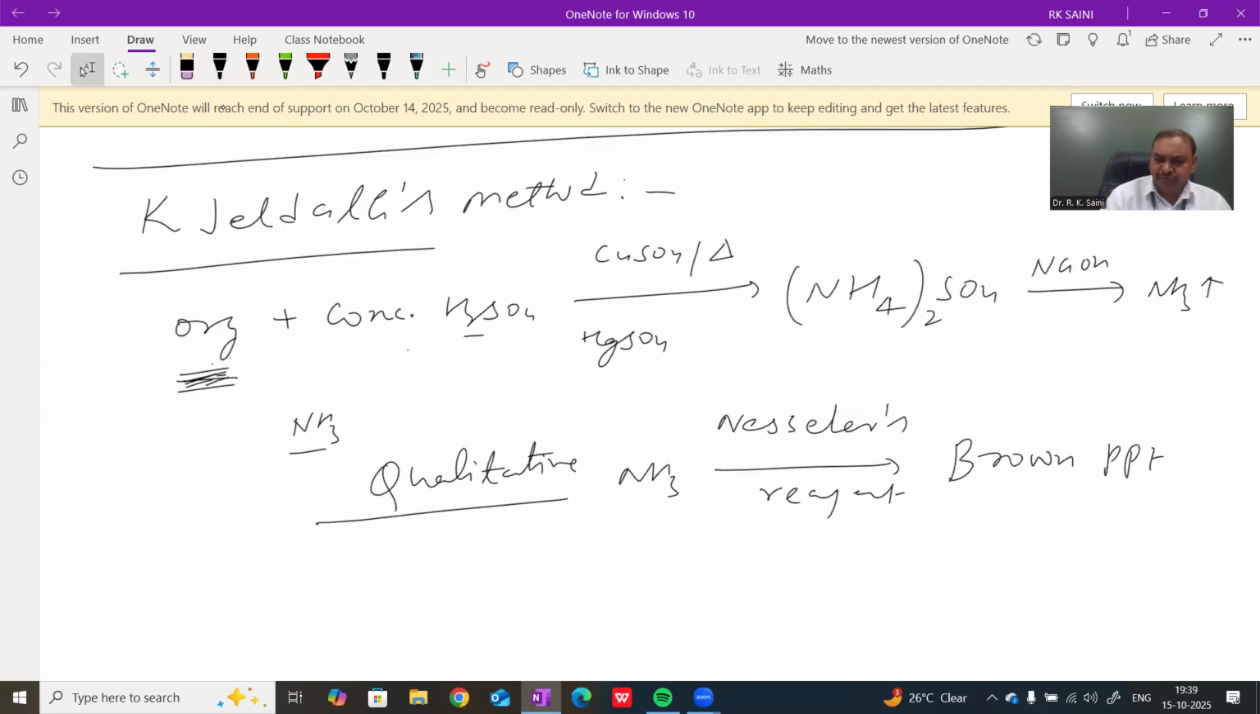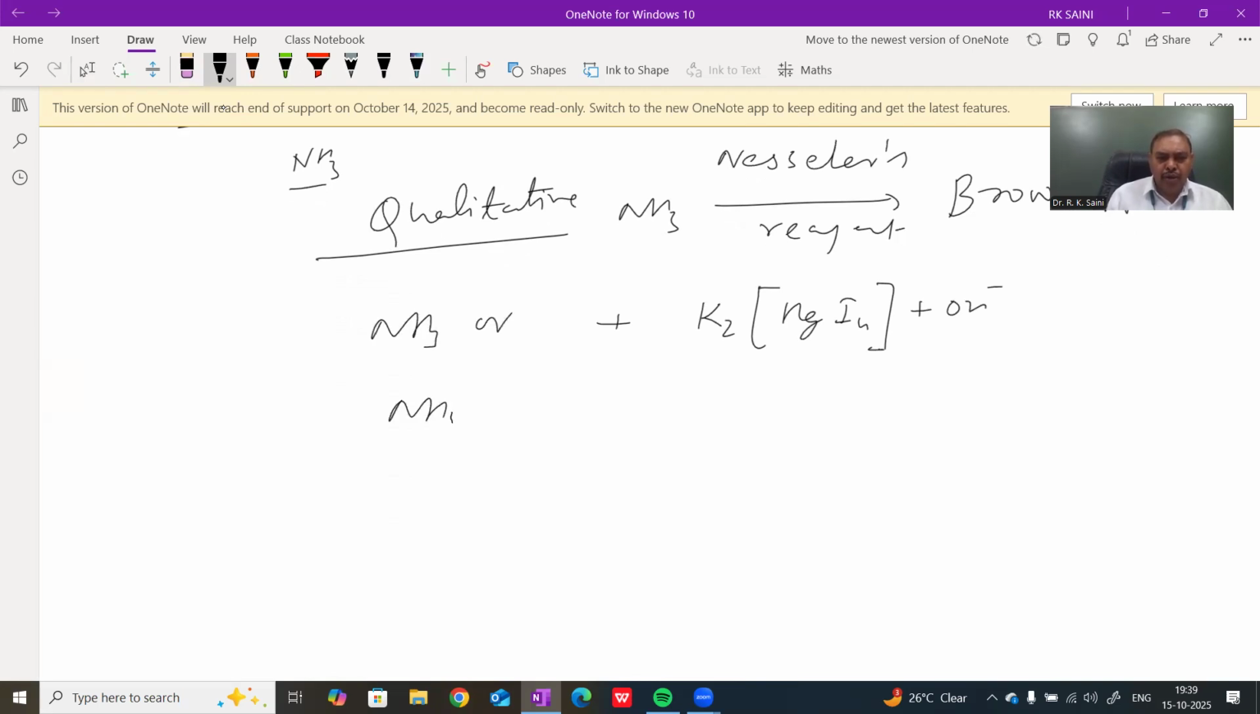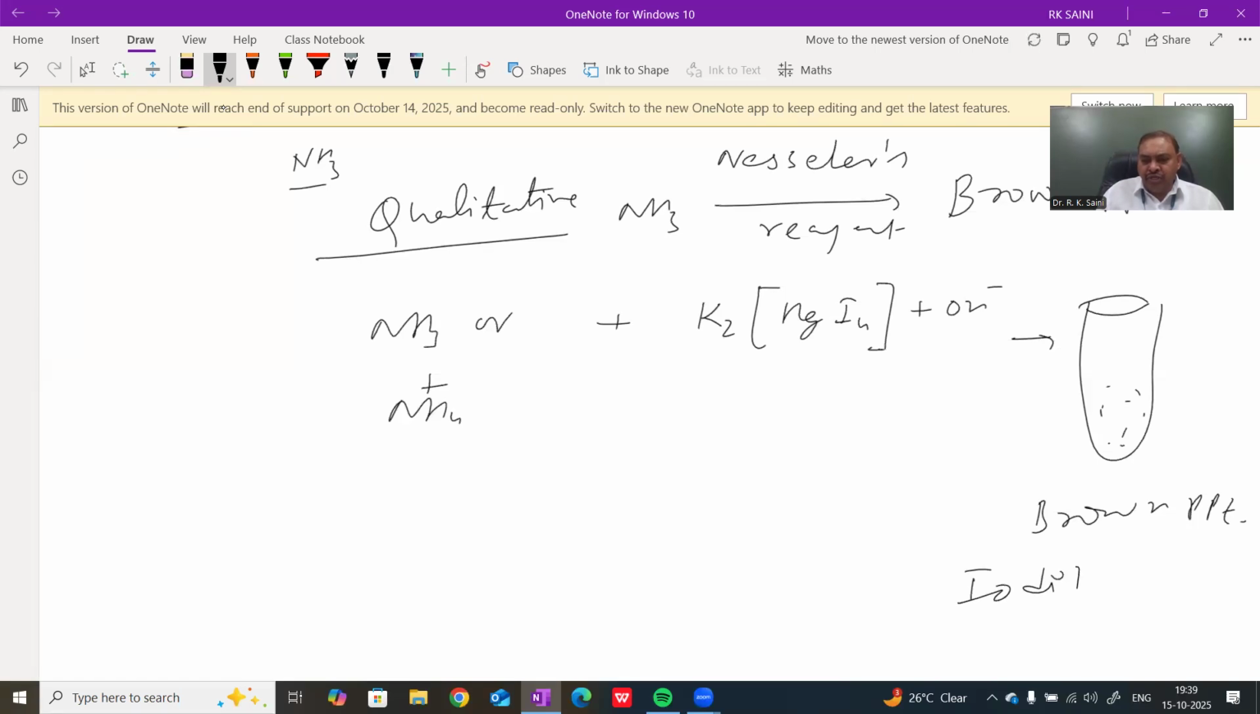Nessler reagent is an alkaline solution of K2HgI4. It gives a brown precipitate with ammonia gas or any ammonium salt. This brown precipitate is known as iodide of Millon's base. Chemically, it is a complex species.